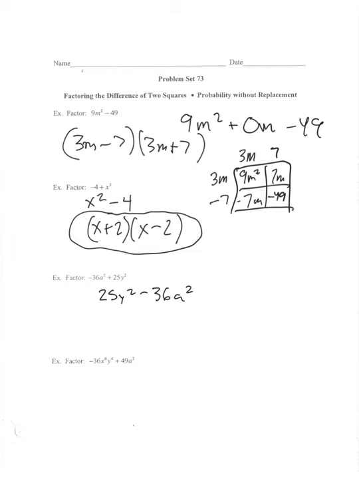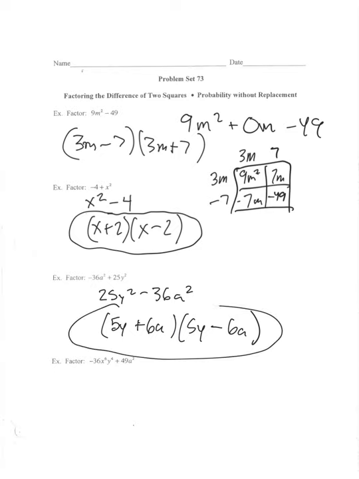If I square root 25y squared, I'm going to get 5y. So I know that that's going to be my first term. Then add 6a, minus 6a. That'll assure that my middle term will cancel. And there we have it, using that difference of squares pattern.